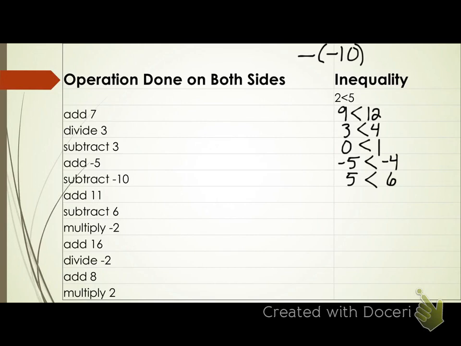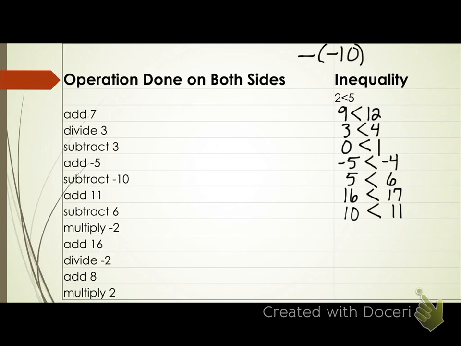Let's add 11 to both sides. What's 5 plus 11? 16. 6 plus 11? 17. Symbol? Less than. Everyone still with me? All right. Let's subtract 6 from both sides. 16 minus 6. 10. 17 minus 6. 11. What's my inequality symbol? Less than. Still with me? All right.